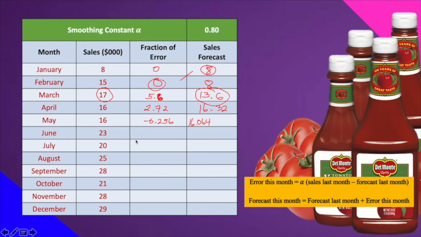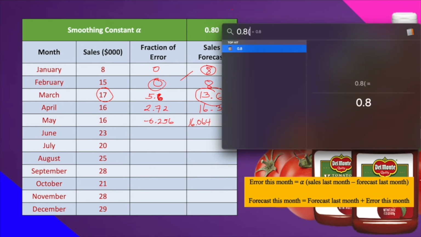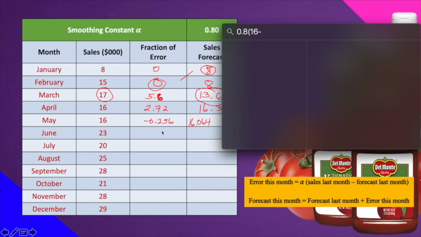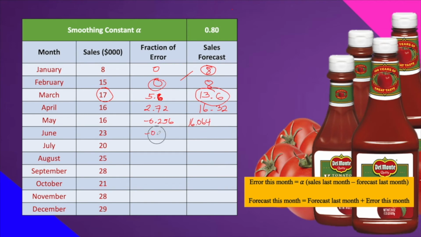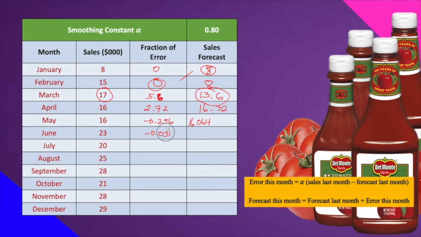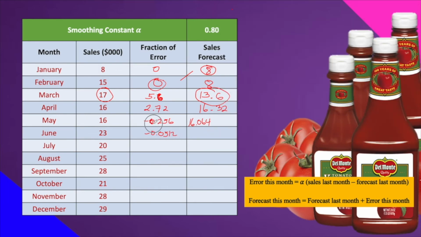Now, next for the June, error this month. Okay, error this month, we have 0.8 na smoothing constant multiplied to sales last month, which is 16, minus the forecast last month, which is 16.064, equivalent tayo to negative 0.0512.